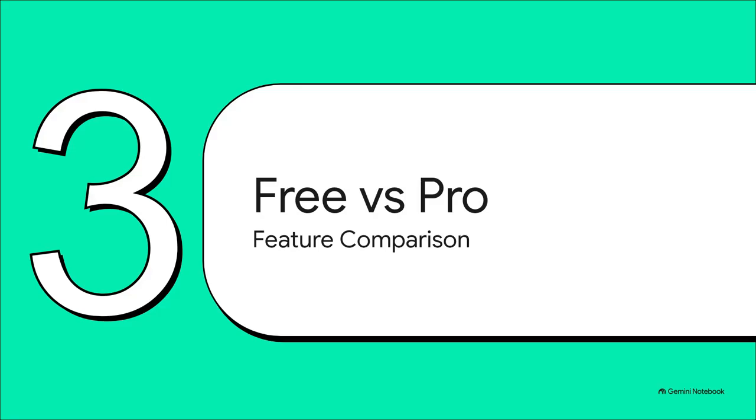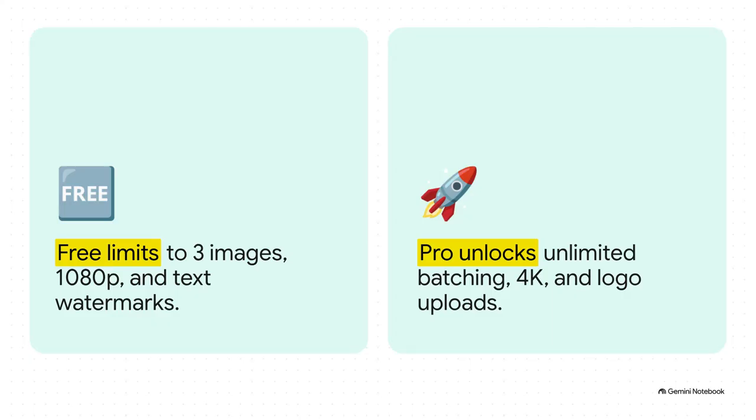Section 3. Free versus pro features. Let's move on and see how this builds. So the developers have structured this tool into two distinct tiers. The free tier is actually incredibly generous for quick, everyday tasks, but it does have built-in limits. It restricts you to batch processing 3 images at a time, caps your resolution at 1080p, and only allows for text-based watermarks. The Pro version, however, completely obliterates those bottlenecks.